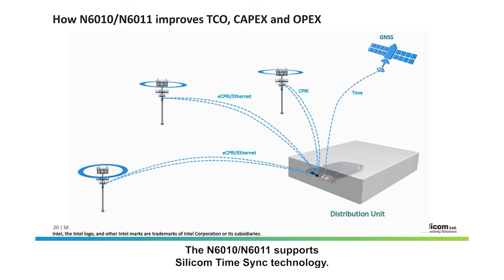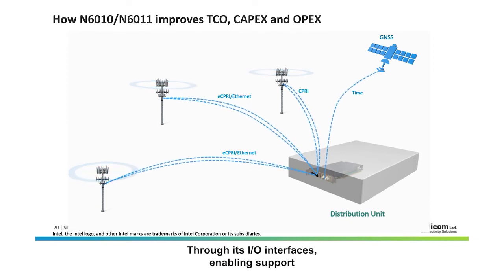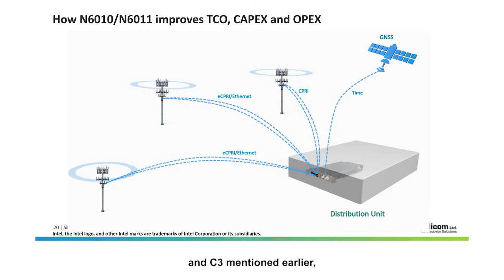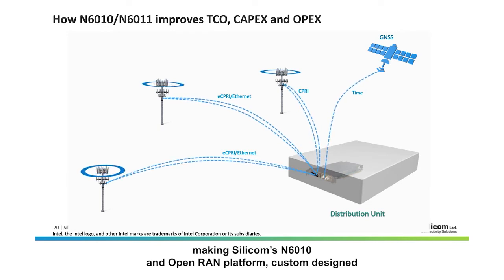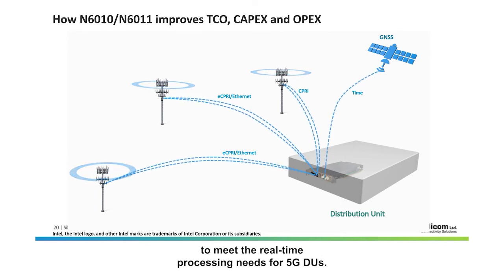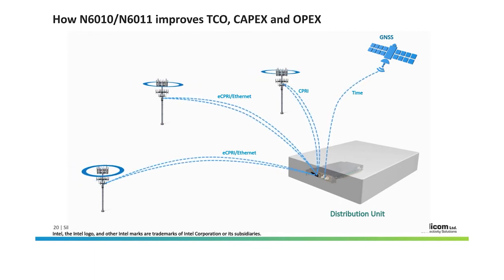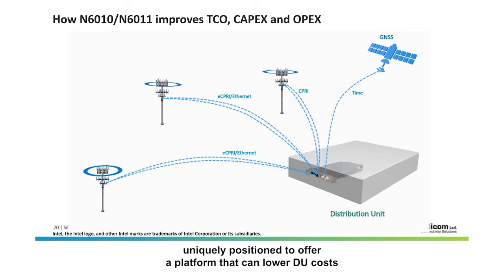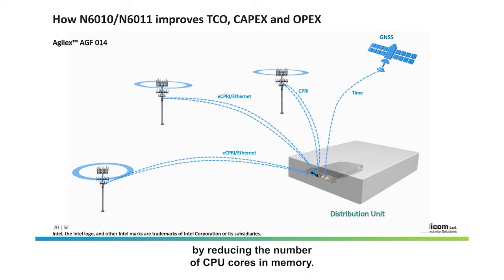The N6010 N6011 supports Silicom time-sync technology through its I/O interfaces, enabling support for all time synchronization configurations, C1, C2, and C3 mentioned earlier, making Silicom's N6010 an open RAN platform custom designed to meet the real-time processing needs for 5G DUs. TimeSync, as well as its hi-fi offload IP, makes N6010 uniquely positioned to offer a platform that can lower DU costs by reducing the number of CPU cores and memory.